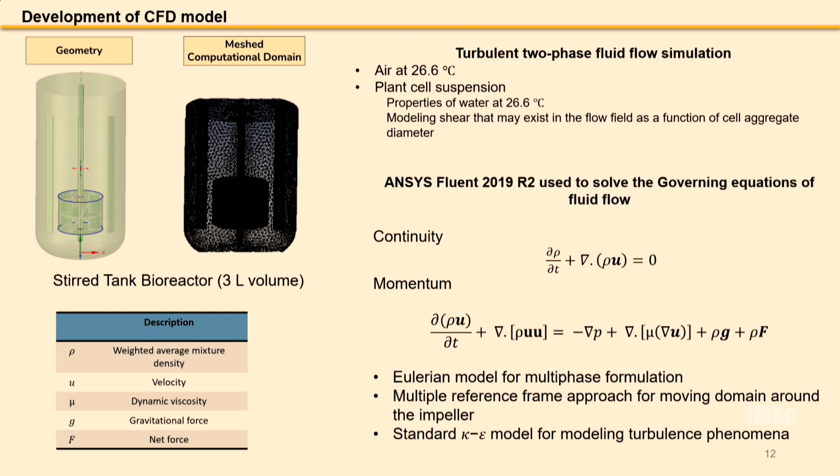We used ANSYS Fluent software to solve the governing equations of fluid flow in this condition, where we used a Eulerian model, because this is a multi-phase simulation where we have both air and water. We used a multiple reference frame approach for the moving domain around the impeller. We take a particular section around the impeller which is not actually moving, but we assume the fluid around it has a relative velocity equal to that of the impeller, without actual mesh motion. We used a standard k-epsilon model for modeling the turbulence.